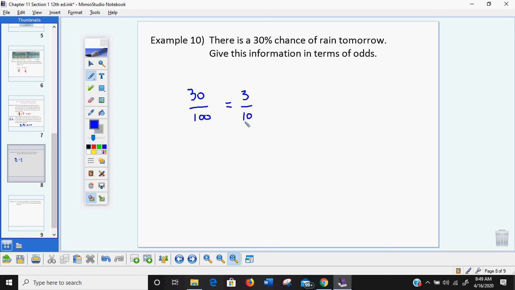But we don't want the total possible on bottom. We want what's left on bottom. So to do odds, the 3 stays on top, the number of favorable outcomes, over what's left. Well, if there's 10 total, and you take 3 out of that, you have 7 left, okay? So the chances of it raining tomorrow are 3 out of 7 or 3 to 7. The chances of it not raining would be 7 to 3.